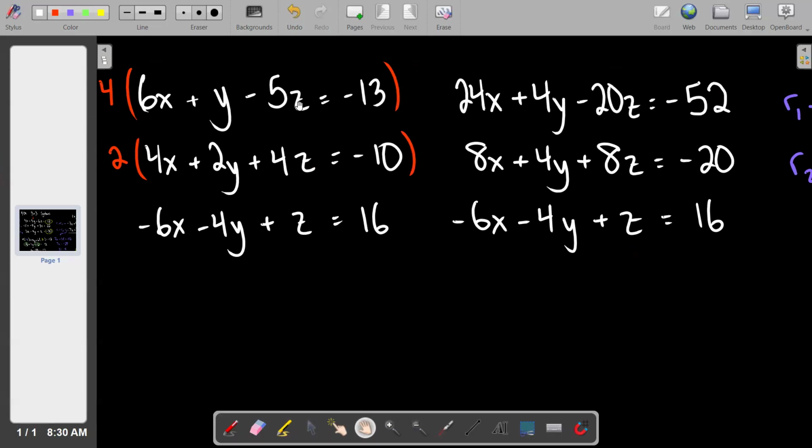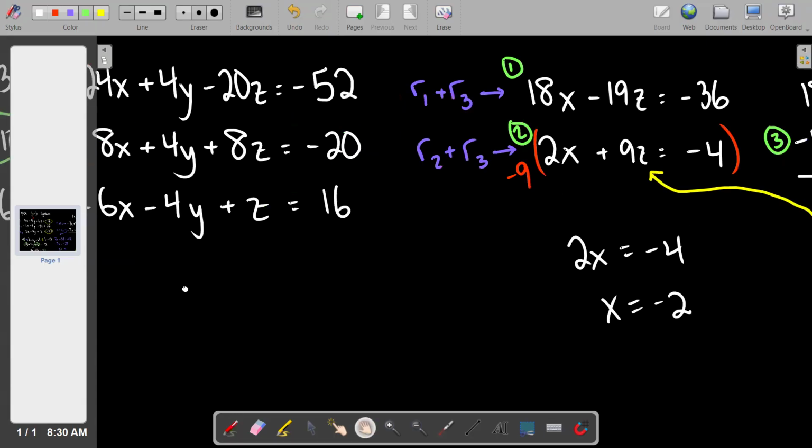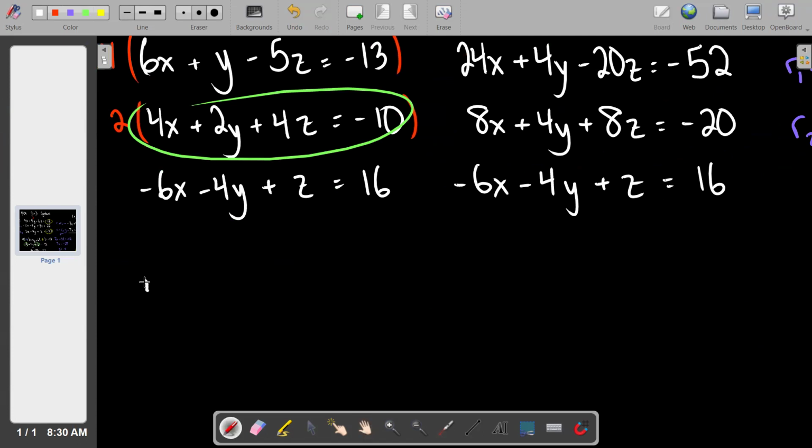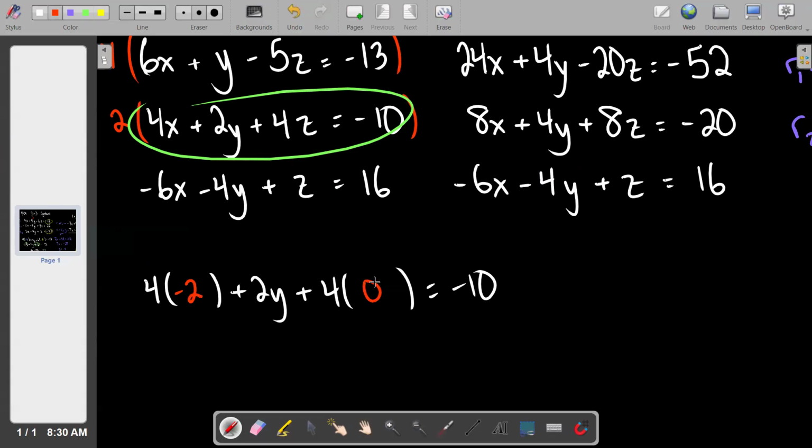Which one do you like? Second one is fine with me. So Morgan has selected that we're going to use this one. I like it. Pick any one you want. We come into this knowing what x is, right? X is negative 2. So the equation is going to say 4x plus 2y plus 4z equals negative 10. X, we figured out, is negative 2. Z, we figured out, is 0.